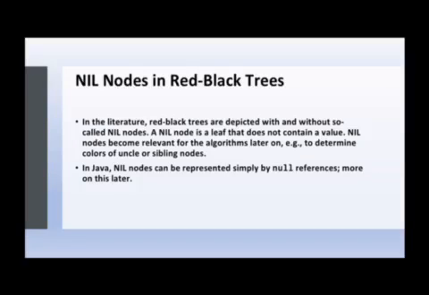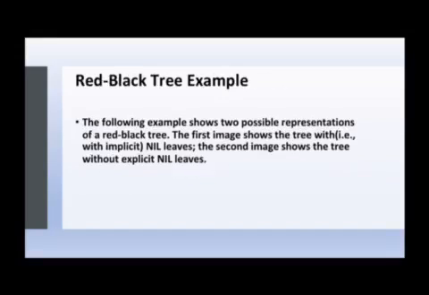NIL nodes in red-black trees. In the literature, red-black trees are depicted with and without so-called NIL nodes. A NIL node is a leaf that does not contain a value. NIL nodes become relevant for the algorithm later on, e.g., to determine colors of uncle or sibling nodes. In Java, NIL nodes can be represented simply by a null reference. More on this later.